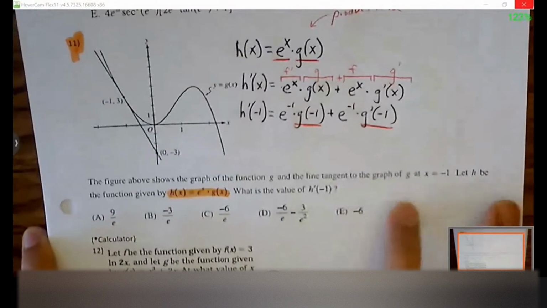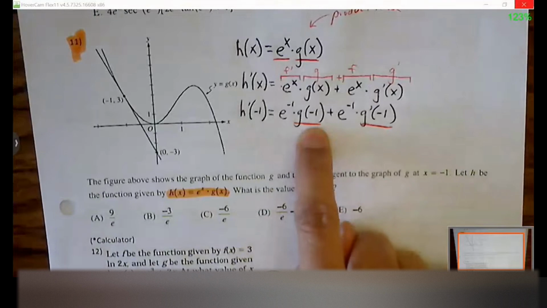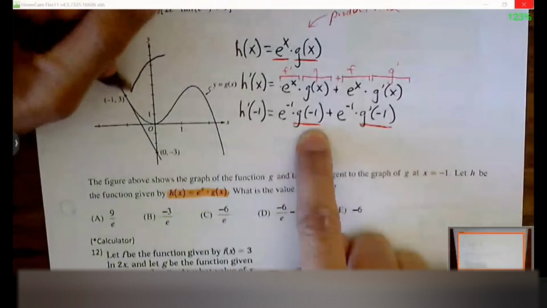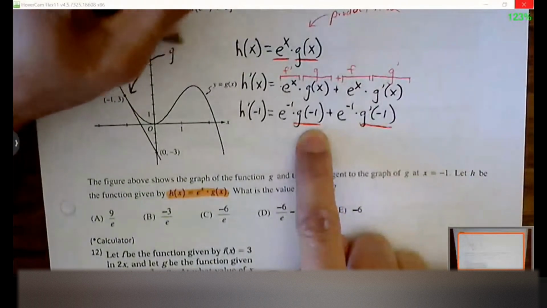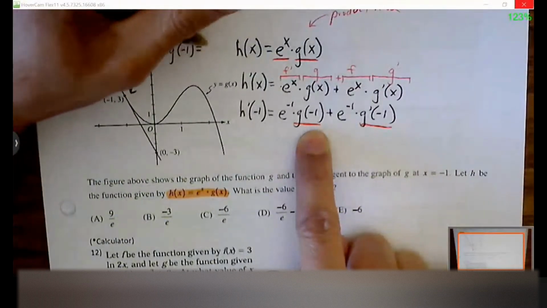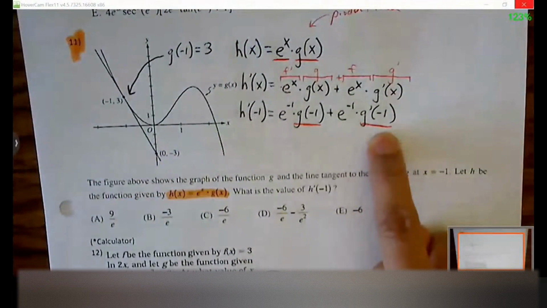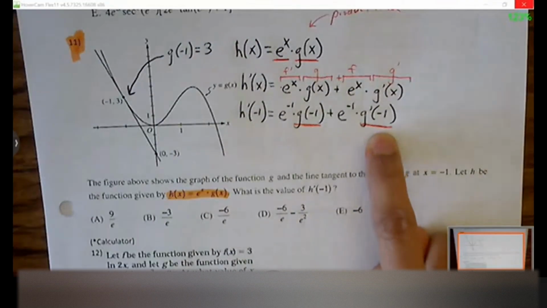So we have to go to our graph. What do you think g of -1 is? 3. Yep, that's just an ordered pair, right? So we can pick that ordered pair directly off of the graph. Okay, how do you think we can find g prime of -1? Formula. Good.